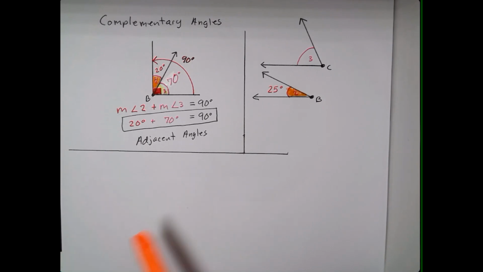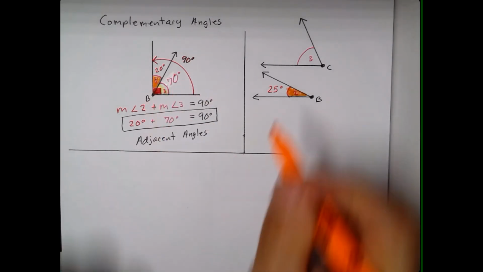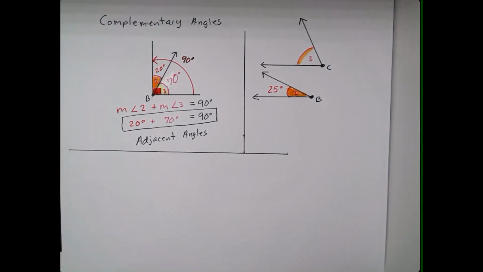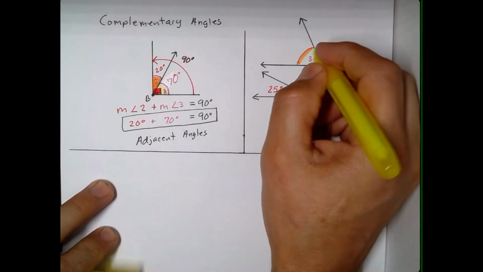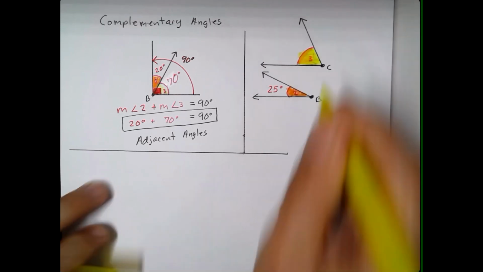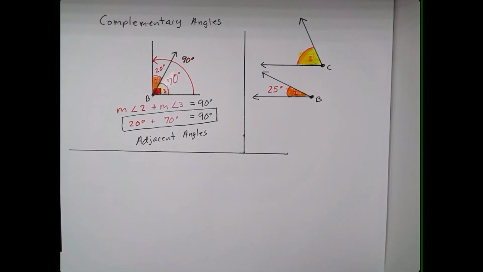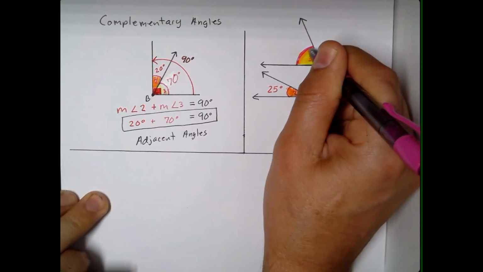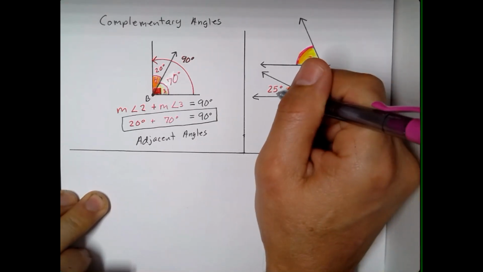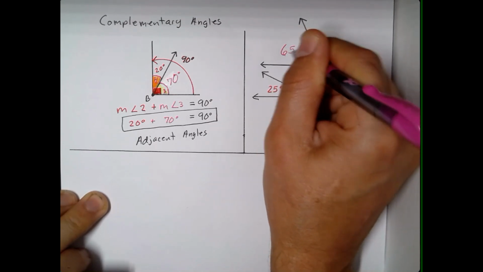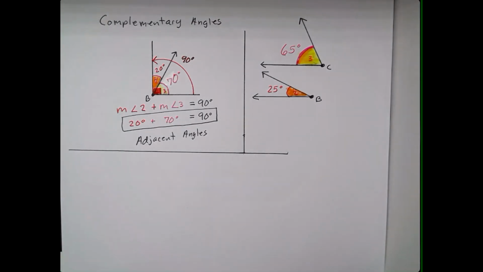And then let's make another one, and let's say that it's angle 3. And on this one, instead of like angle 3 over here, where we had 70 degrees, let's make it much wider. And I'm actually going to use the yellow highlighter. All right, so there's our angle. And if this one's 25, and we're trying to get 90, then this one's got to be 65 degrees. So notice that there are different measures.